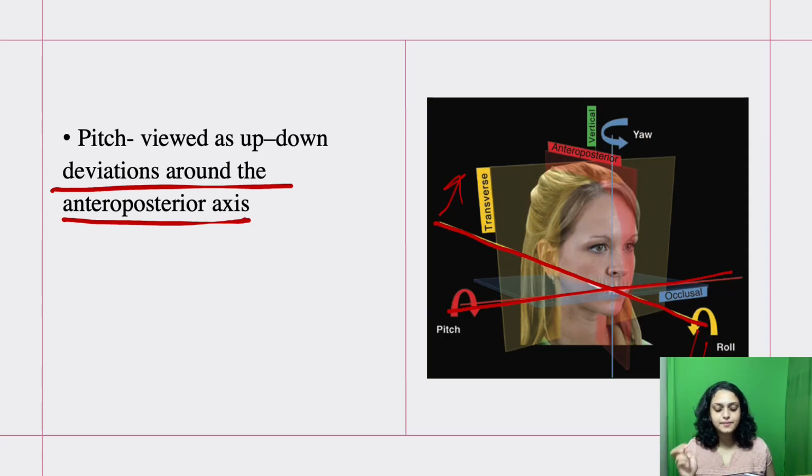So remember, pitch is deviations around the anteroposterior axis. They can ask this as an MCQ. Please note it down. Deviations or up or down movements around the anteroposterior axis. Anteroposterior is from your front to back. If it deviates up or down, it is pitch. It can result in either a deep bite or an open bite malocclusion.